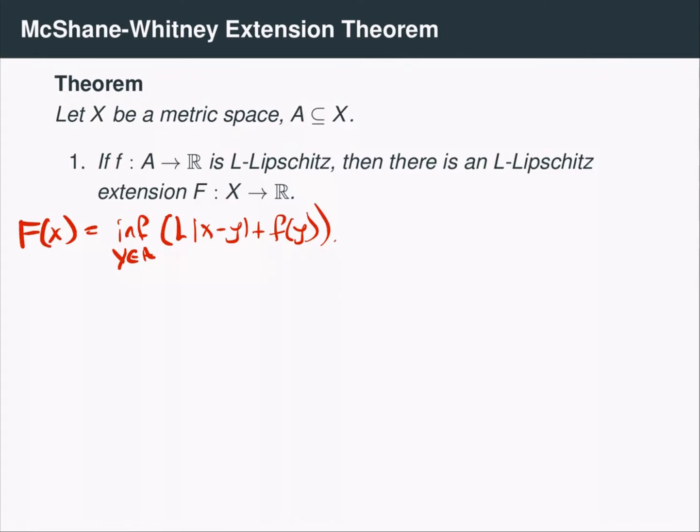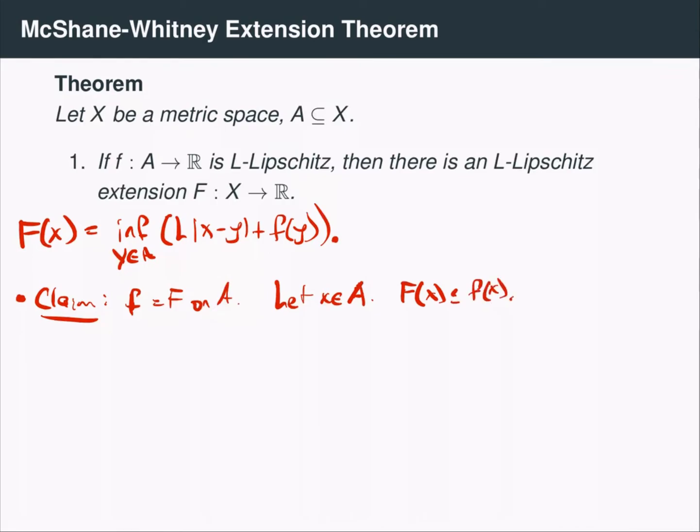Okay, so there are a couple things that we have to check. We have to first check that this equals f on the original set A, and then we have to check that it's also L-Lipschitz. So let's prove the first one. So claim: big F is equal to f on A. So let x be an element of the set A. So notice by the definition of this infimum, it is at most the value that we get by just plugging in y equals x, and in that case we just get f of x. So immediately we see that big F of x is at most little f of x.